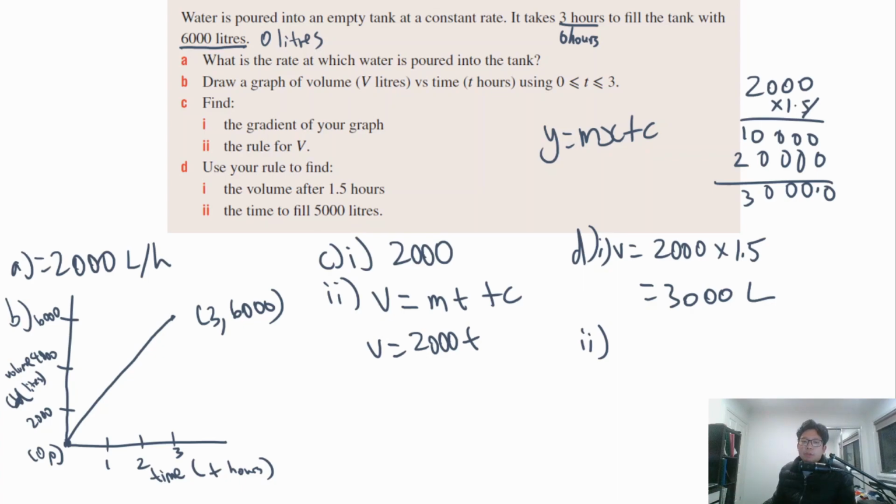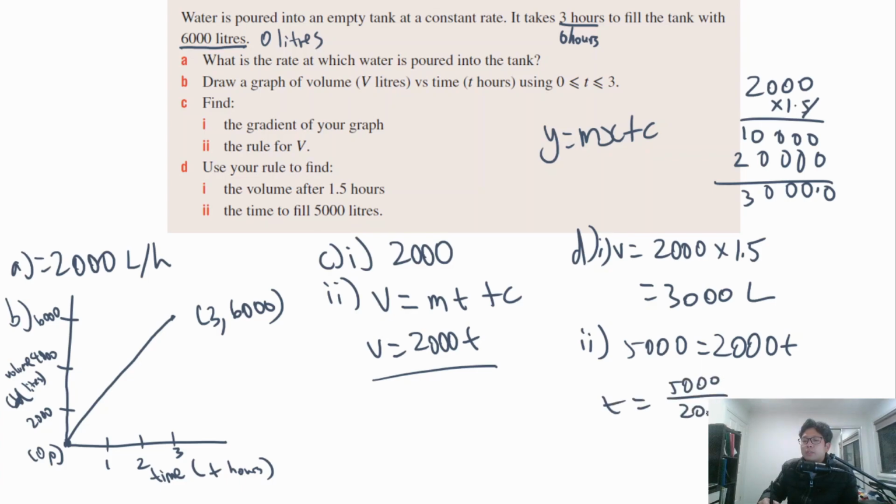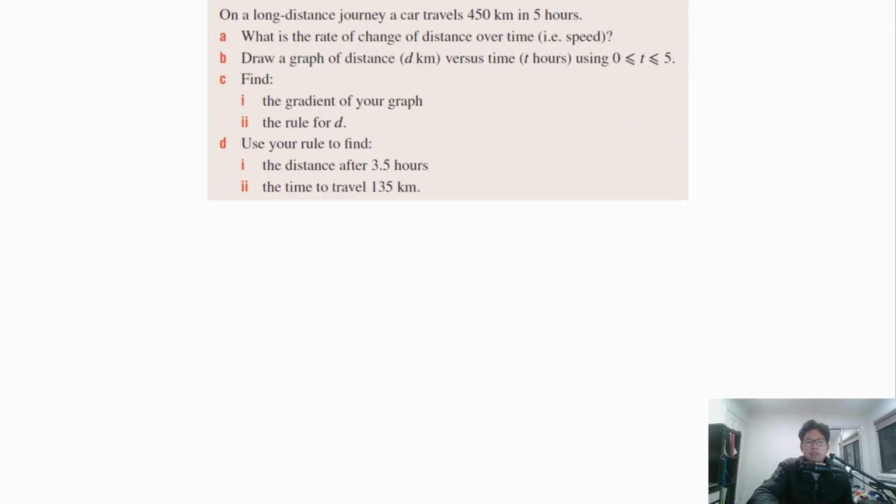Alright, so let's move on to question D, part 2 now. It asks you to find the time to fill 5,000 liters. So we'll replace V here with 5,000 with our rule just over here again. 5,000 equals 2,000t. So t equals 5,000 divided by 2,000. And if you work that out, that will give you 2.5 hours. Alright, so now that we've gone through one question, just pause the video here and have a go at this one by yourself.